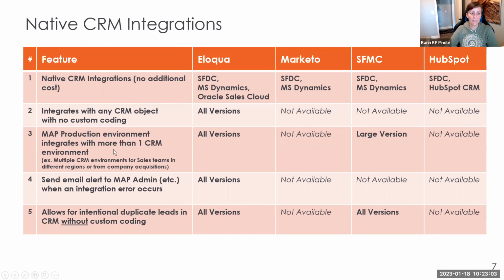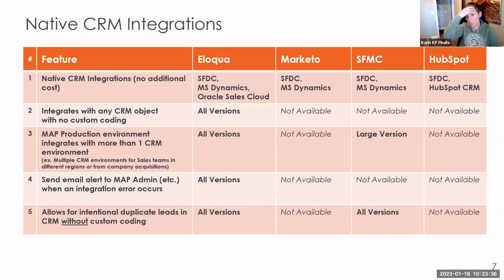The next feature is the marketing automation platform's production or live environment. It can integrate with more than one CRM environment at the same time. So if you have, let's just say, a Salesforce CRM test environment that needs to integrate with Eloqua, and then we need to test it, make sure it works well, and then switch over Eloqua integrating with Salesforce production or live environment. Eloqua and Salesforce Marketing Cloud can do this, but Marketo and HubSpot don't have the capability.